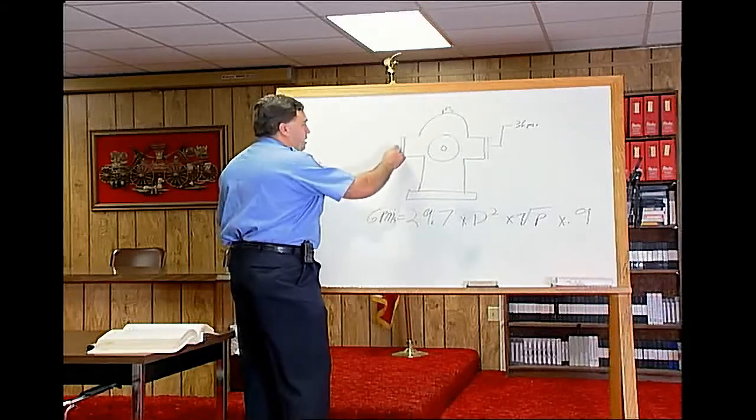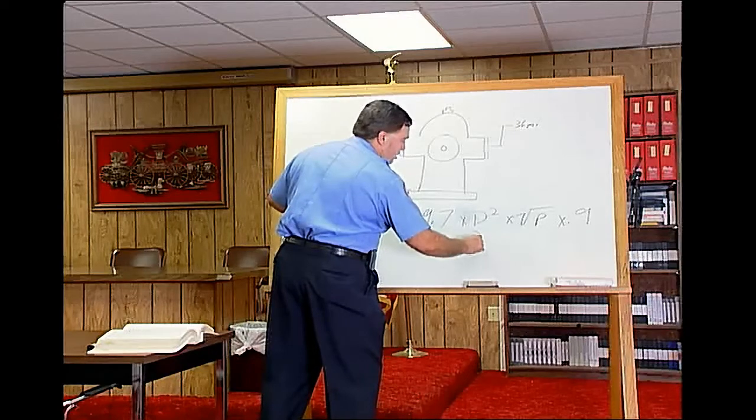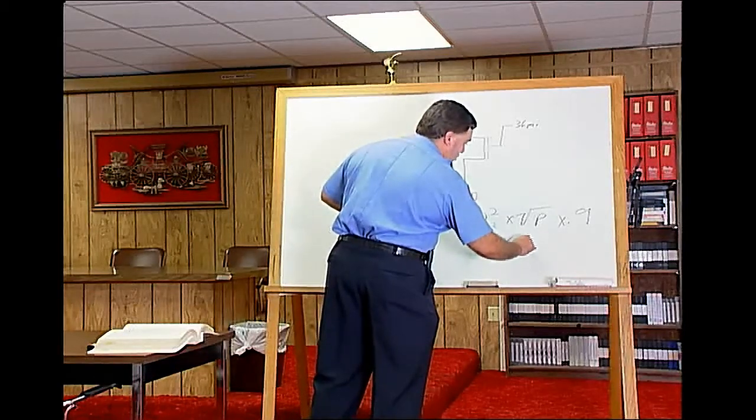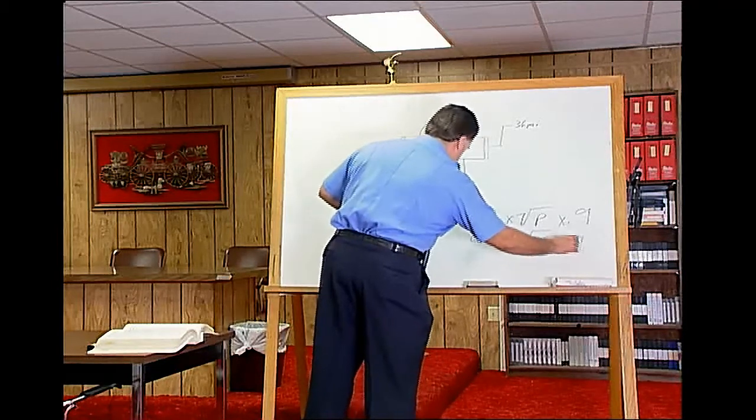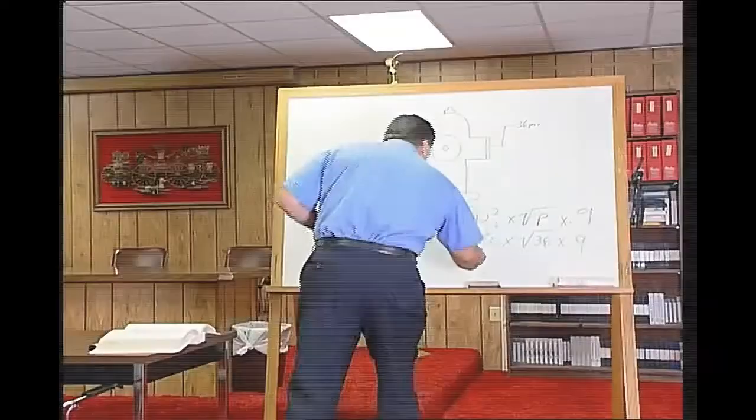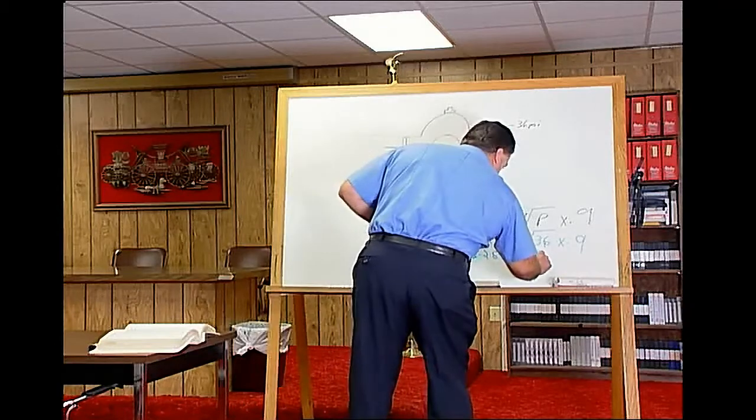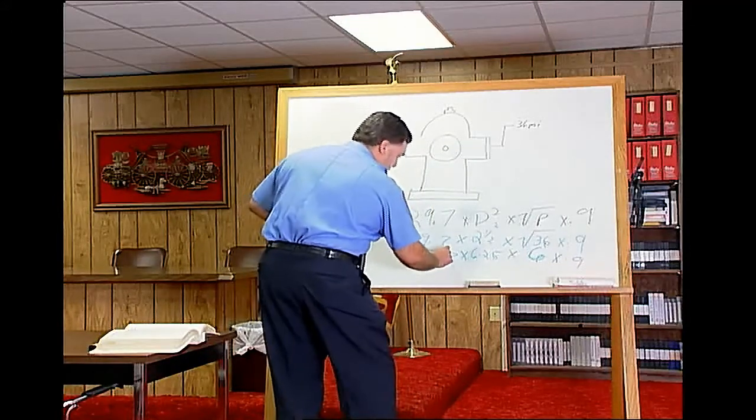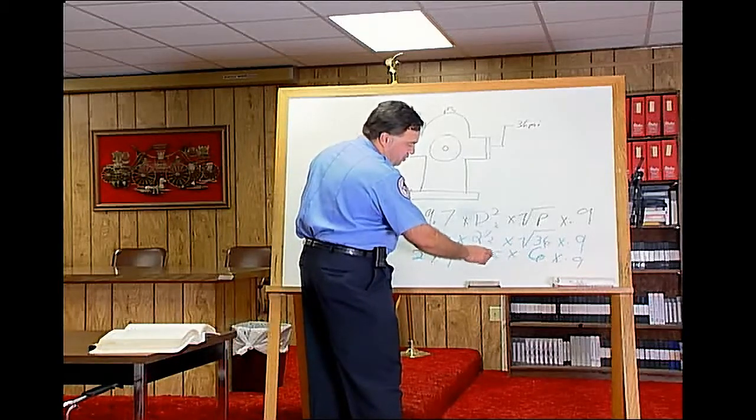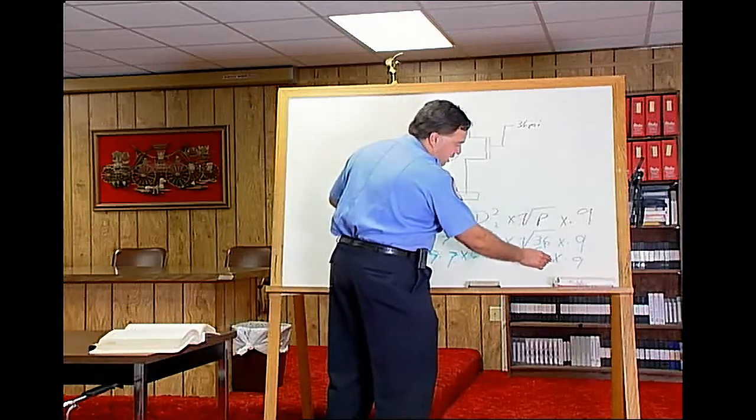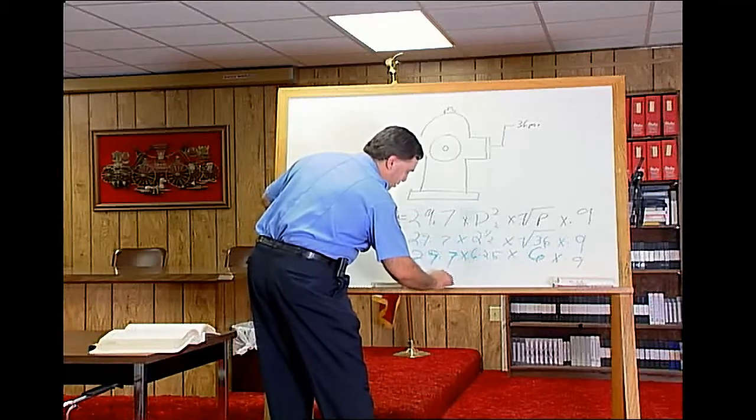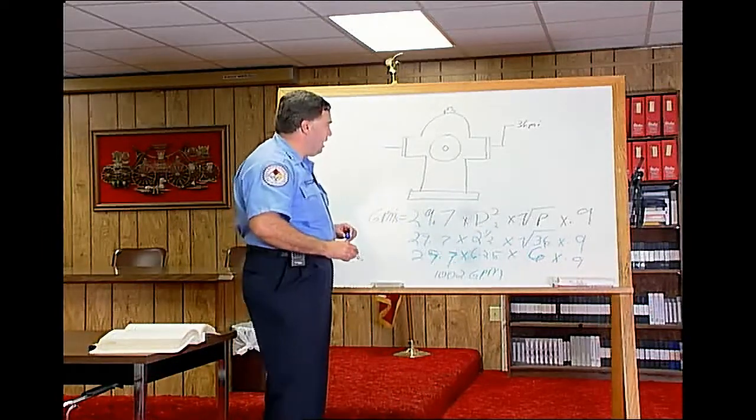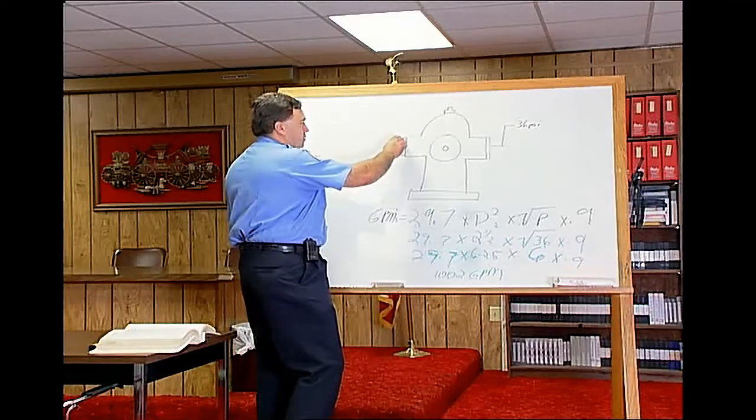We're going to be using this end here, so we know it's 2.5. So that's the diameter, 2.5, and that's squared, times the square root of the pressure, and that's 36, times 0.9. And we have this constant number of 29.7. So that's 29.7 times 6.25 times 6, that's the square root, times 0.9, comes out to 1,002 gallons a minute that we'll be getting out of this plug from this fitting.